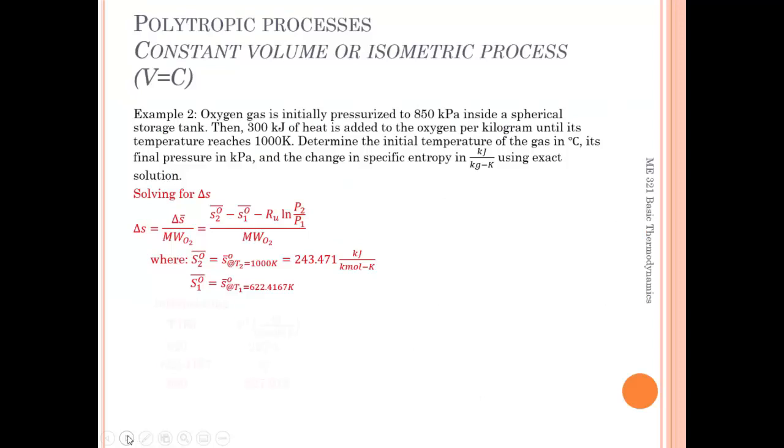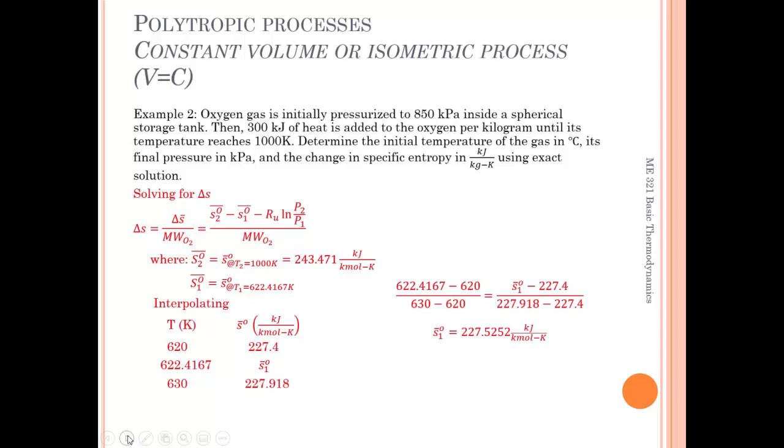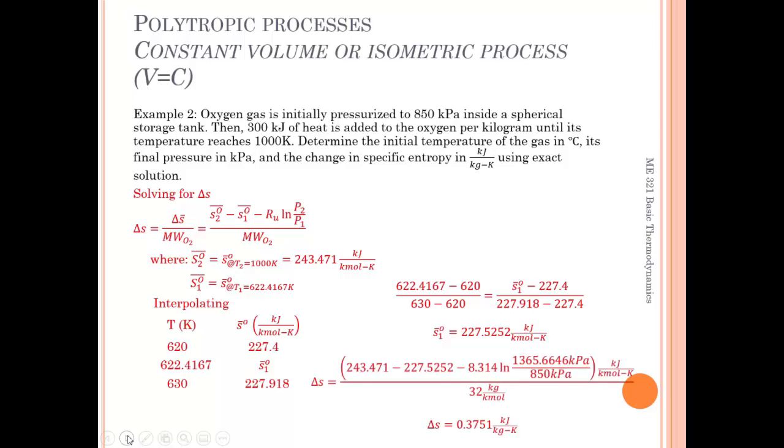Therefore, by interpolation, we will get 227.5 kilojoules per kilomole Kelvin as the initial S naught sub 1. Finally, substituting all the known values in the formula for delta S, we will get 0.37 kilojoules per kilogram Kelvin as the change in specific entropy in this example.